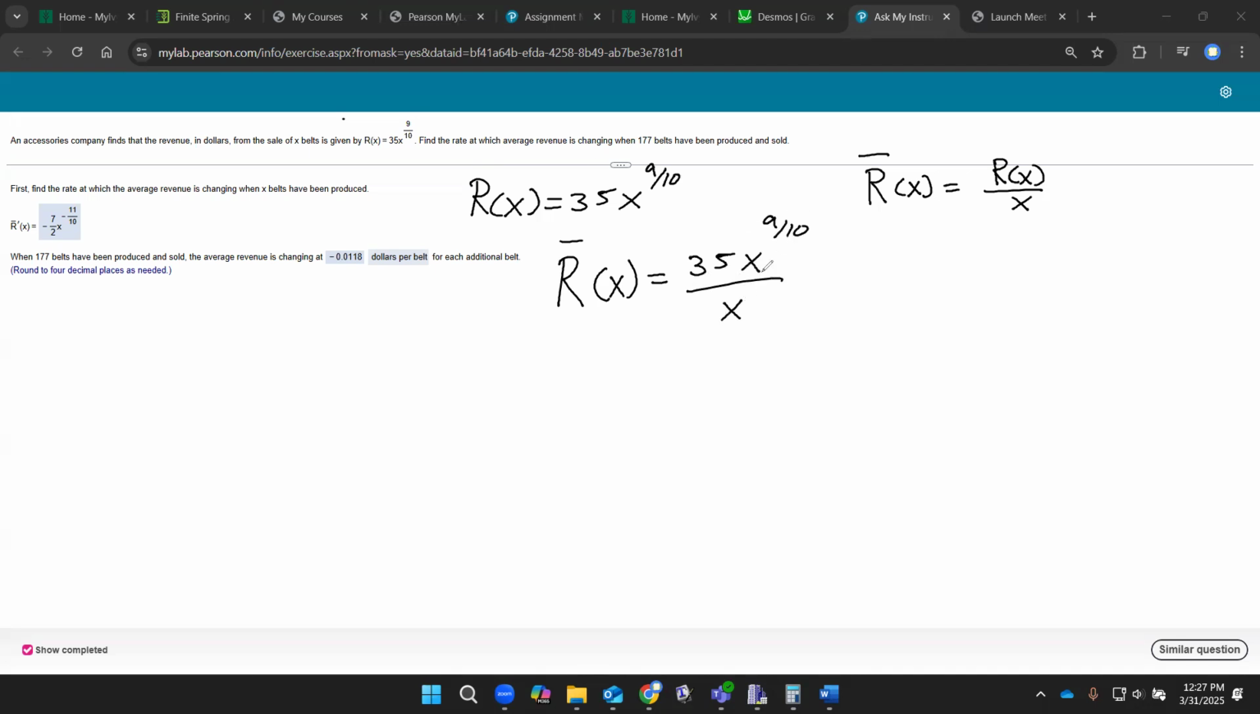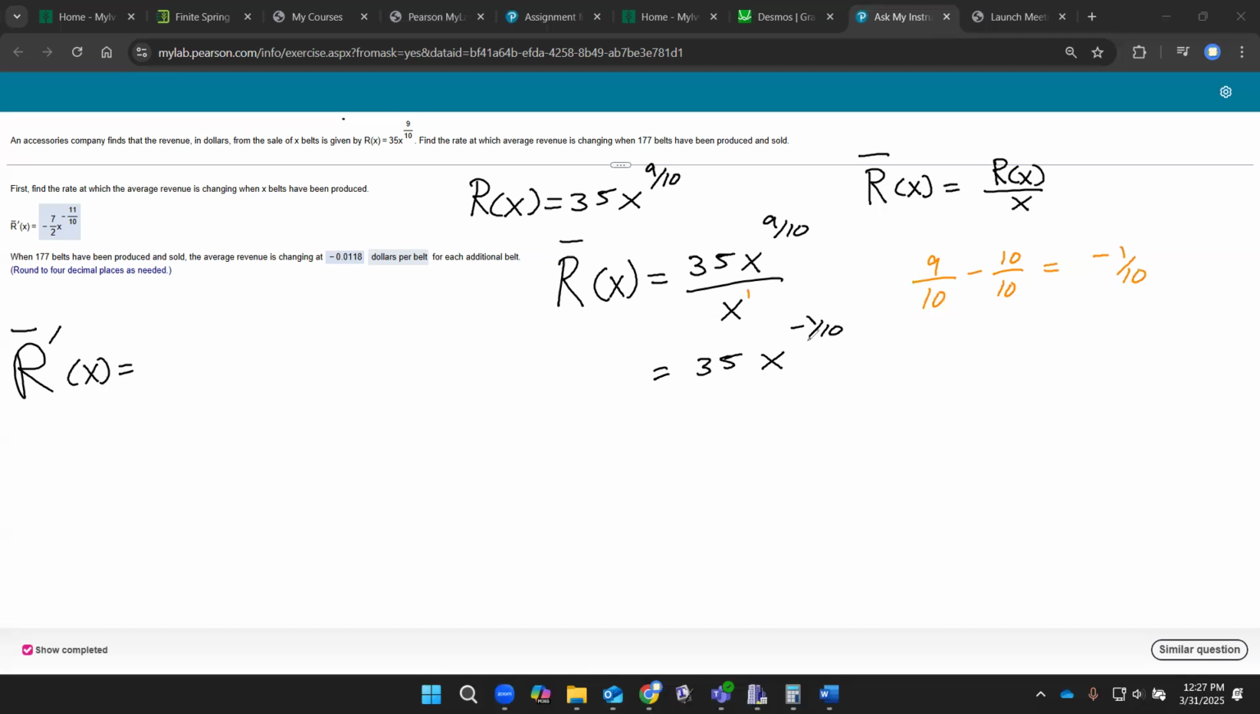Now, that's going to be an algebra exponent rule. So with that, we have 9/10 minus 1. There's an exponent of 1. So I could call that 10 over 10, which gives me negative 1/10. So that looks like that's 35x to the negative 1/10. Okay, so that's the average revenue, but it wants the derivative of the average revenue.